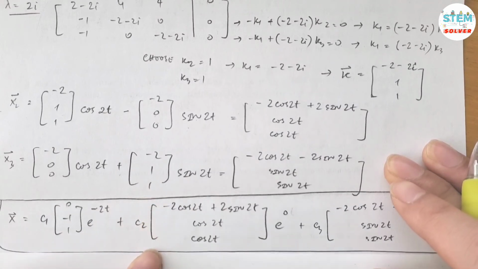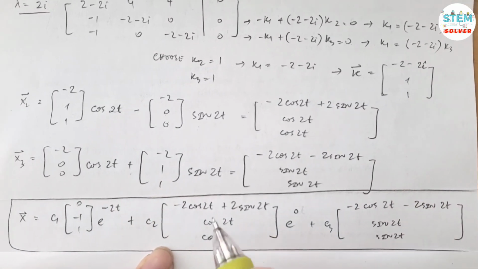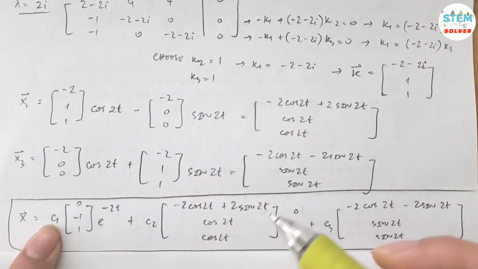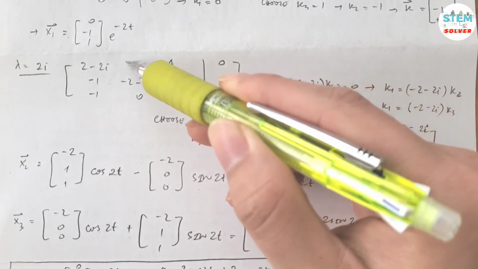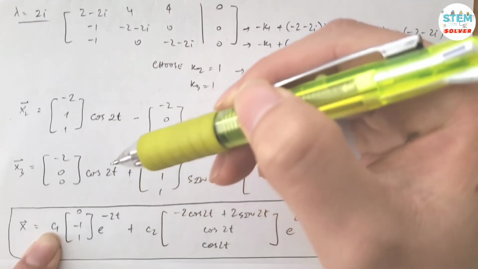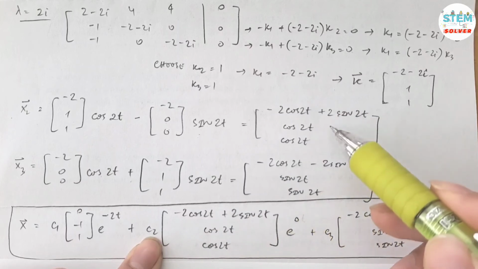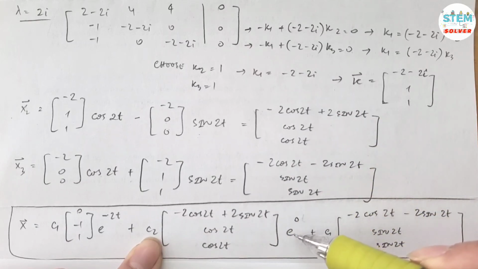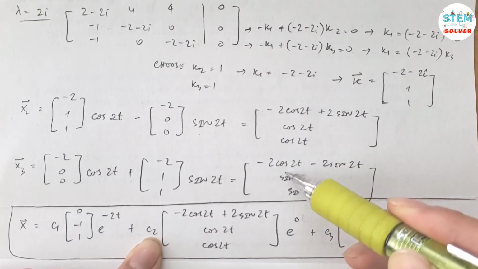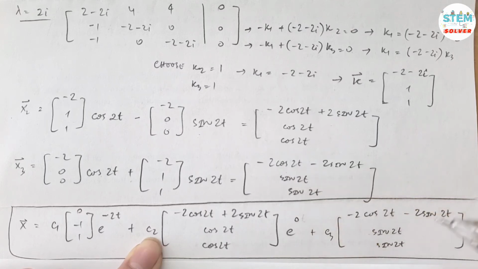Then my final answer is going to be in this form: vector x equals c1 times vector x1, which is this vector, bring this down, okay, plus c2 times this vector times e to the 0, which is 1, plus c3 times this vector, bring this down, times e to the 0, which is 0 again.